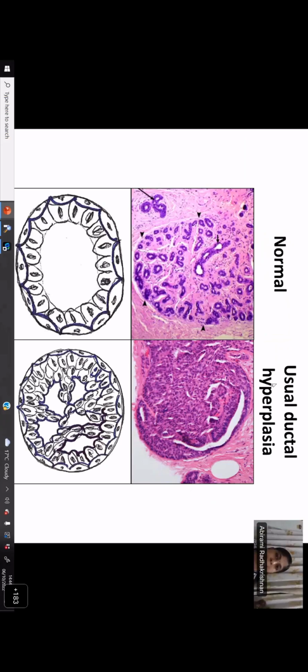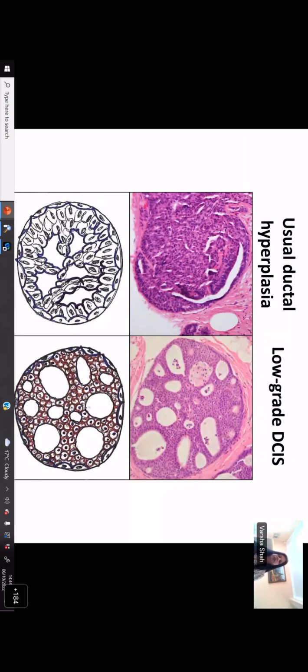So now coming to usual duct hyperplasia, which I told you about, that there is proliferation of both epithelial and myoepithelial cells. And here we have a cribriform architecture. So your differential diagnosis is not in typical cases, but sometimes it can be confused with low-grade DCIS. So how do you differentiate usual duct hyperplasia from low-grade DCIS? So they both have cribriform architecture, but if you look at the spaces, there are irregular spaces here, while here they are punched out spaces. So that is the difference in the architecture.